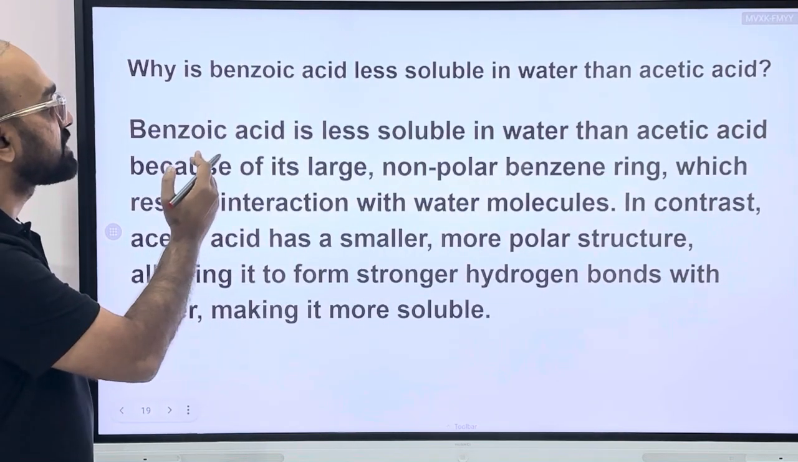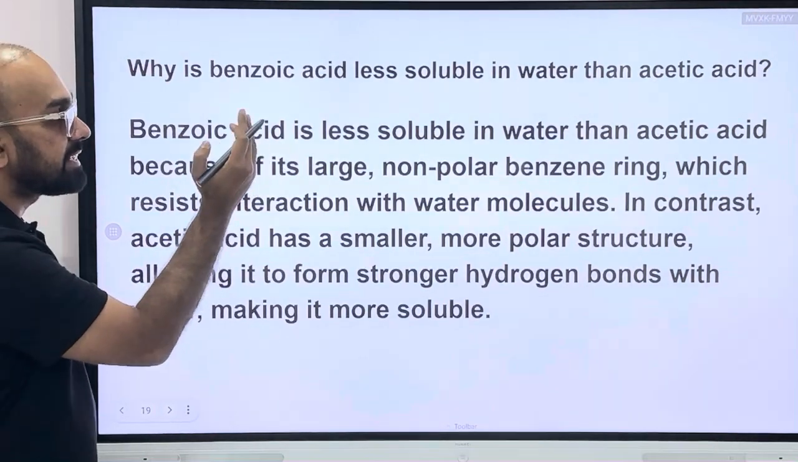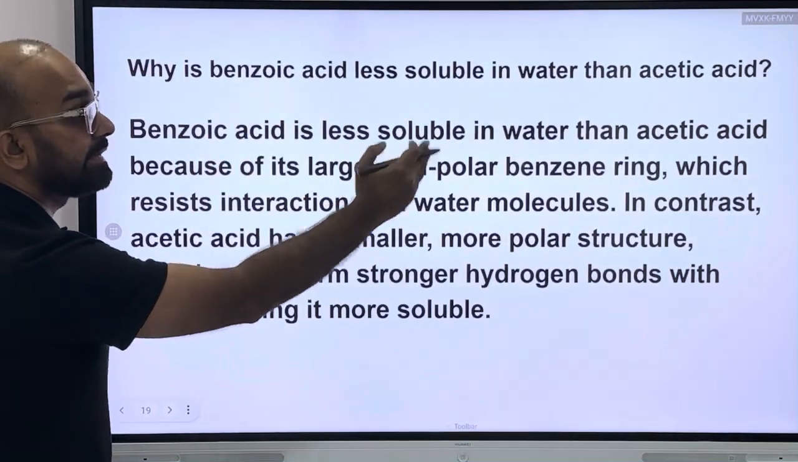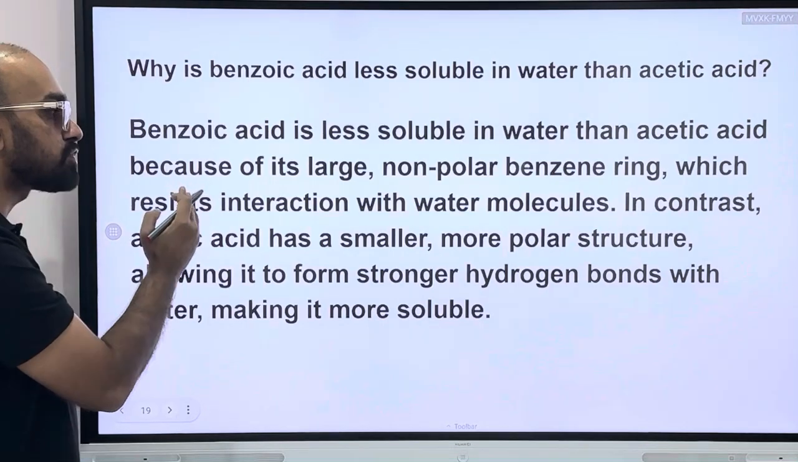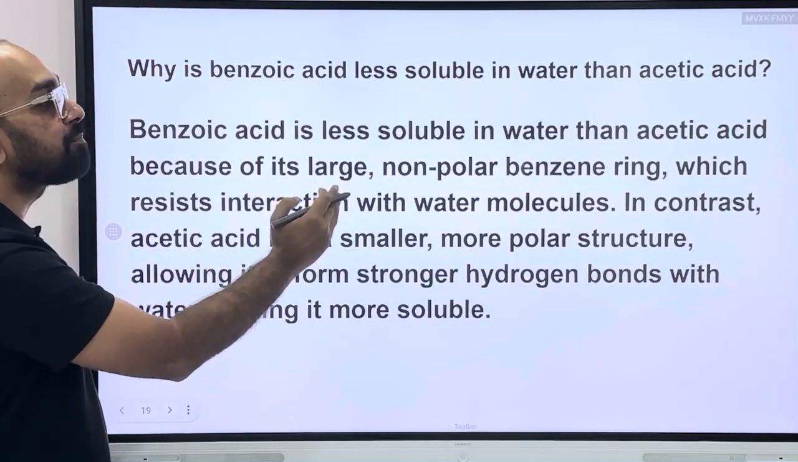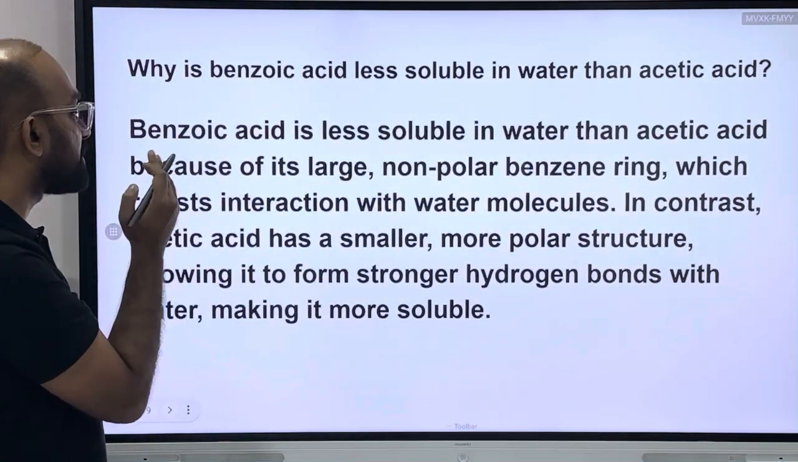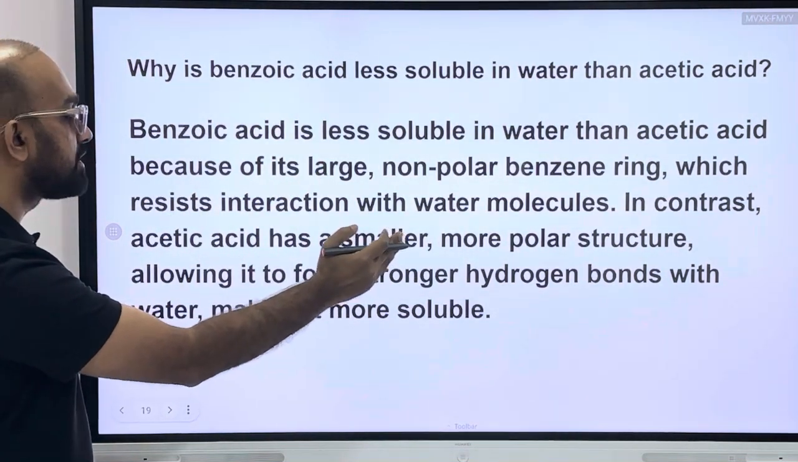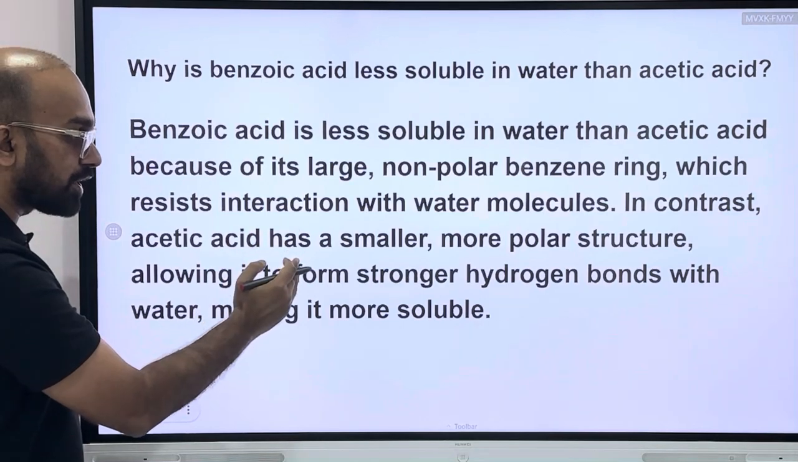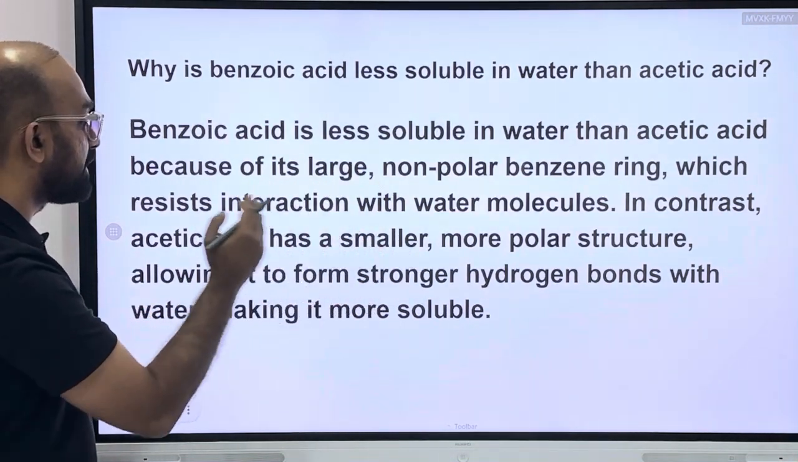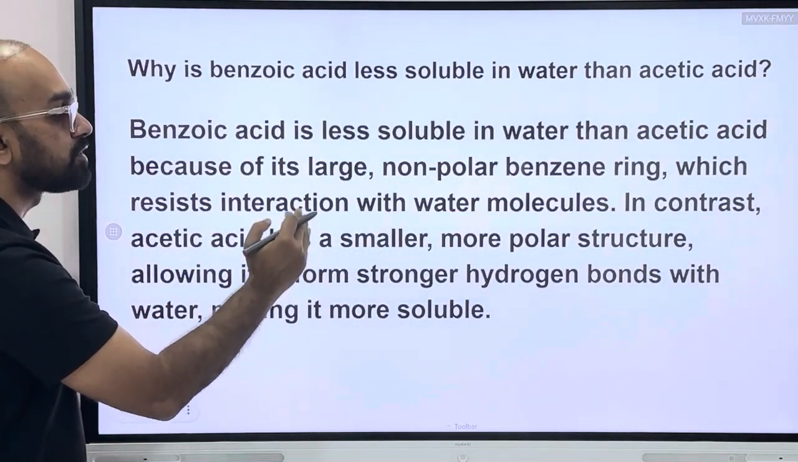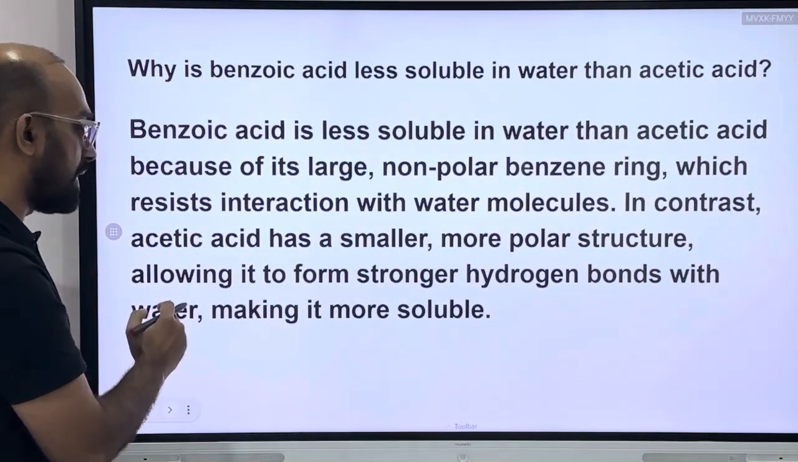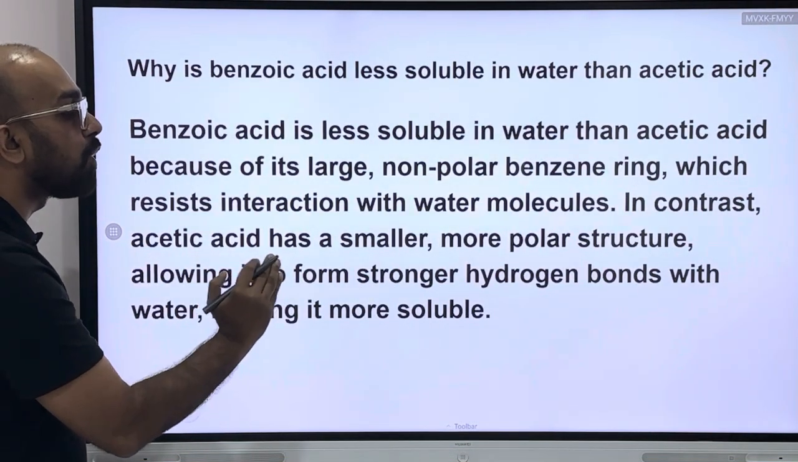Here is a statement answer. Benzoic acid is less soluble in water than acetic acid because of its large non-polar benzene ring, which resists interaction with water molecules. In contrast, acetic acid has a smaller, more polar structure, allowing it to form stronger hydrogen bonds with water, making it more soluble.